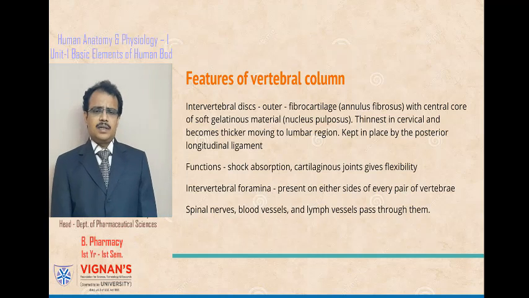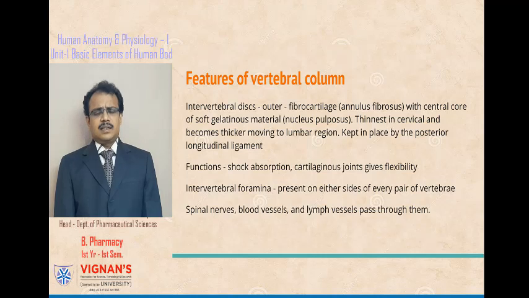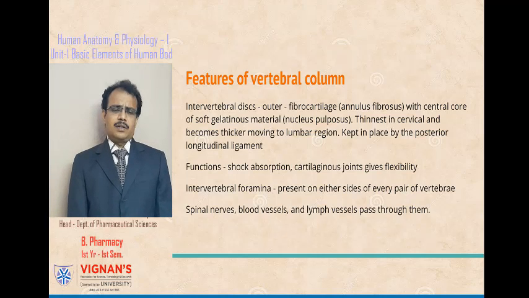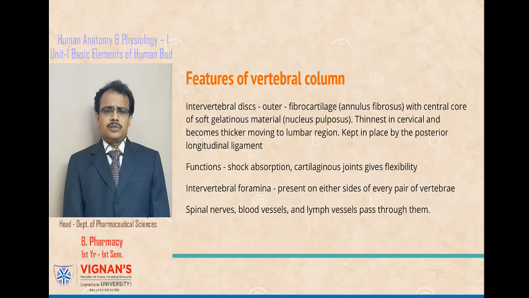The intervertebral disc is necessary to form a cartilaginous joint between these vertebrae, and this cartilaginous joint will allow the movement of the vertebral column. Apart from this, this intervertebral disc also acts as shock absorbers and protects from the damage of brain.